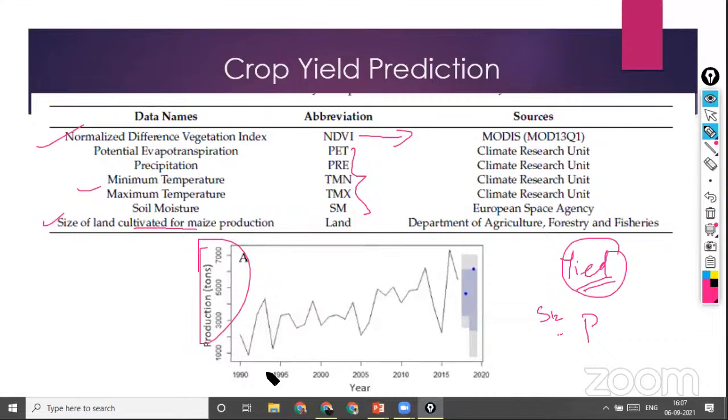When you look at this figure, you can see that these years of data are used for training, up to maybe 2018, 2019, and you are going to make a prediction of yield for 2020. And this actually shows the maximum difference that you can get when you make a prediction.